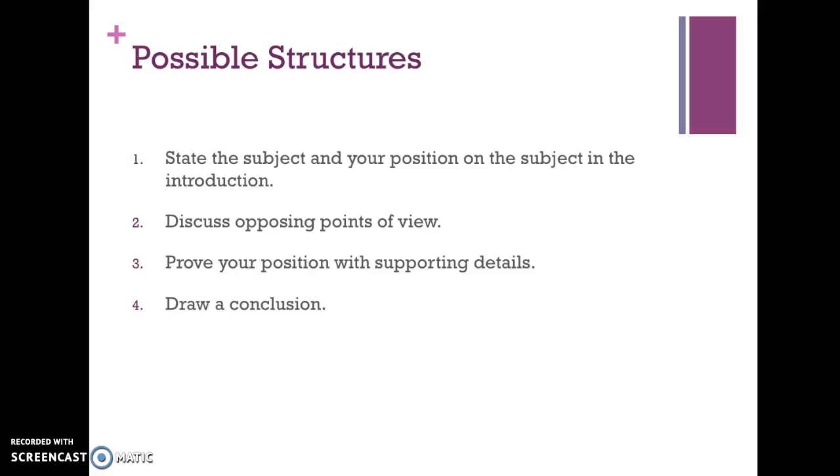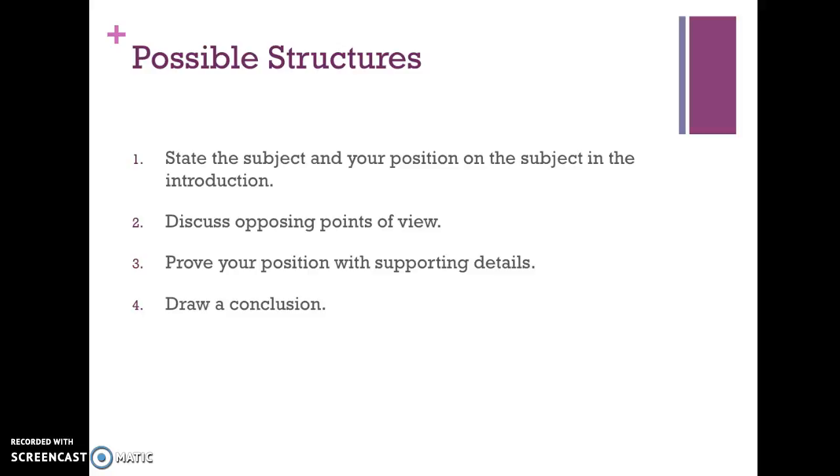There are lots and lots of different ways that you can structure an editorial. It's not as formal a structure as something like an essay. So a couple of suggestions that we've got here. This is the first suggestion. Number 1, state the subject and your position on the subject in the introduction. Number 2, discuss the opposing points of view. Number 3, prove your position with supporting details. And number 4, draw a conclusion.